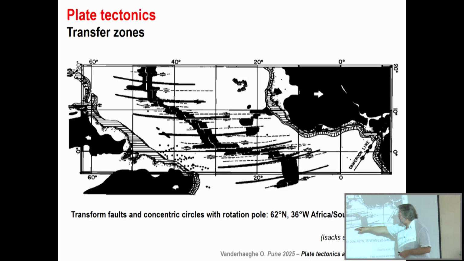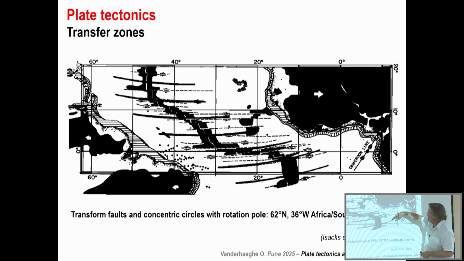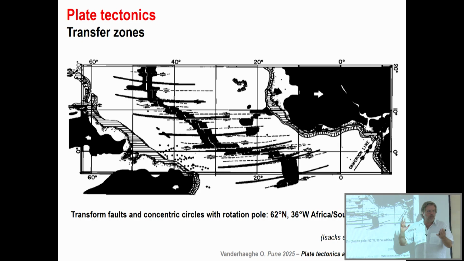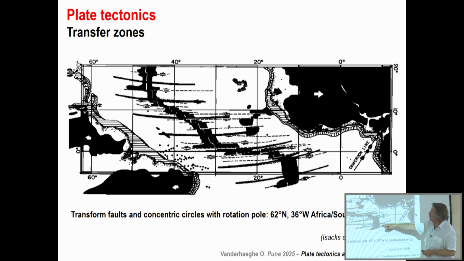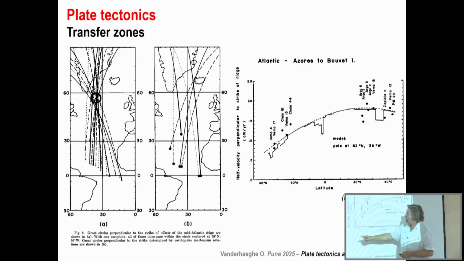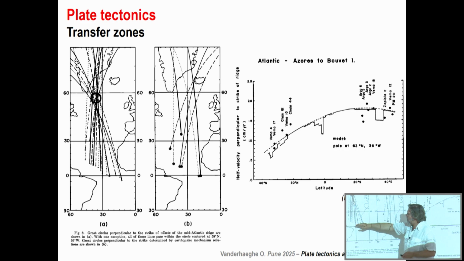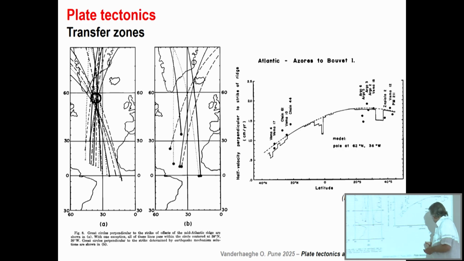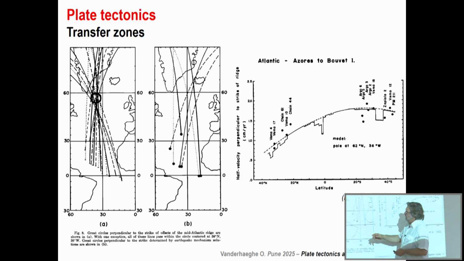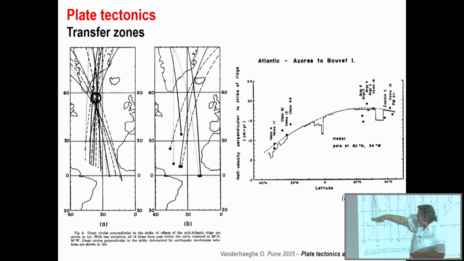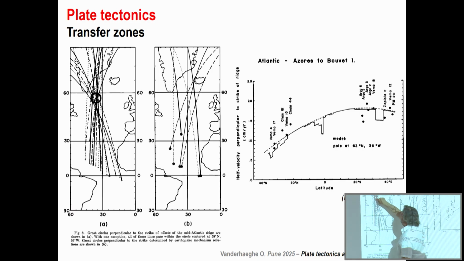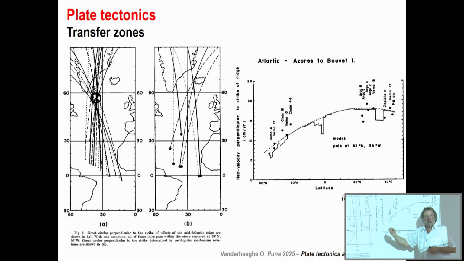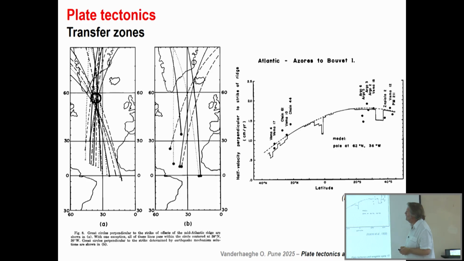And the shape of these transfer zones, they are slightly arcuate and correspond to big circles in the stereographic projection. So the curvature was used to identify the pole of rotation. What these guys, Isaacs and colleagues, did in the 60s was identify all the transfer zones, draw lines perpendicular to them, and see where they would connect, and identify the poles. That's how the first poles of rotation were identified.